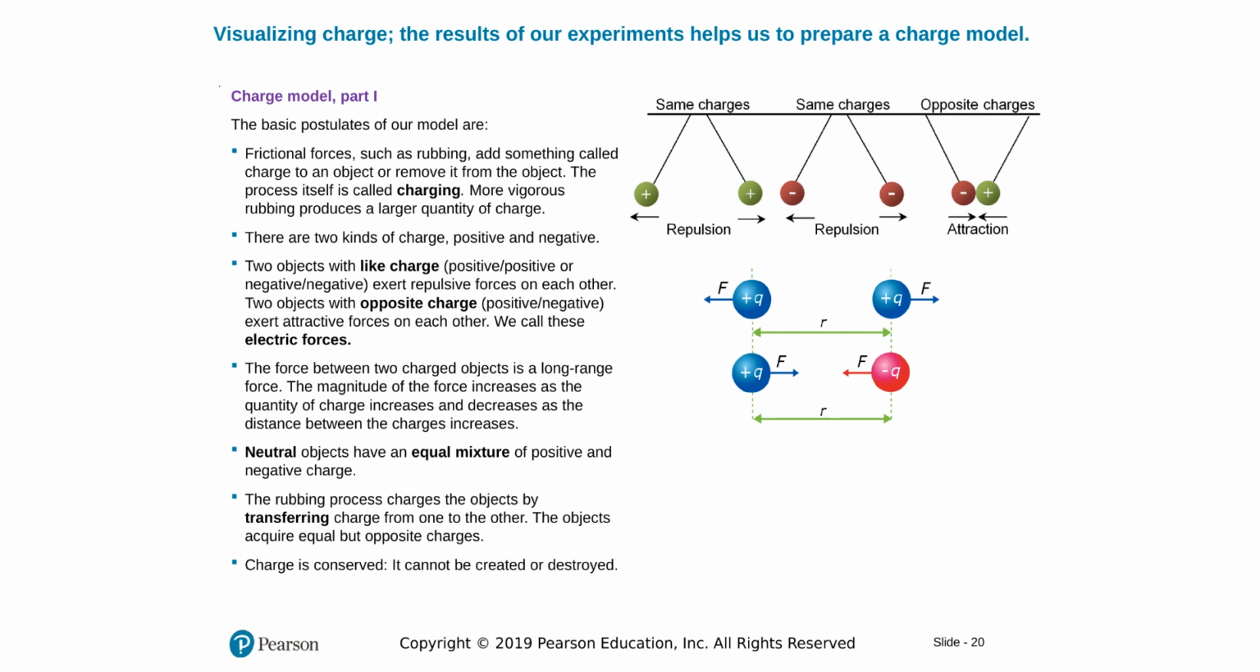This page is a summary of charge model part 1. Same charges repel, opposite charges attract, and the forces they apply to each other are action-reaction forces. So remember, action equals reaction, so they are equal to each other in magnitude, but opposite in direction. Also, force is directly proportional to the charges and inversely proportional to the distance. Distance is shown here as r.